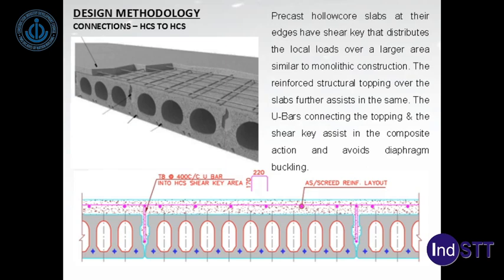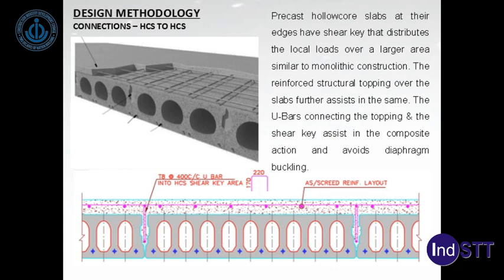The very important part of precast design and construction is connections, because each element is produced individually in the plant, is shipped to site, and at the final location they are assembled to give a monolithic equivalent effect. So precast hollow core slabs at the edges have shear keys that distribute the local loads over a larger area, similar to monolithic construction. The reinforced structural topping over the slabs further assists in the same. The U-bars connecting the topping and shear key assist in composite action and avoid diaphragm buckling.